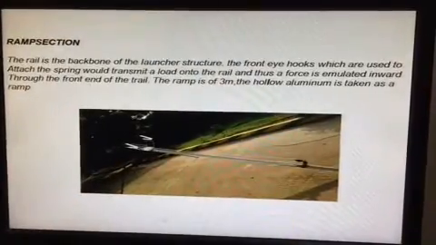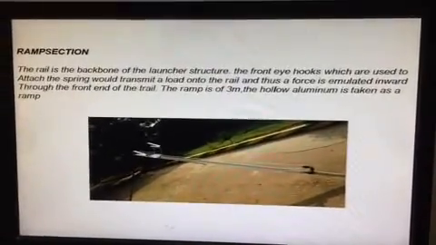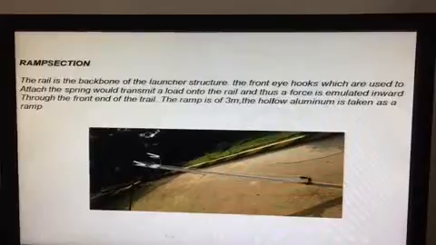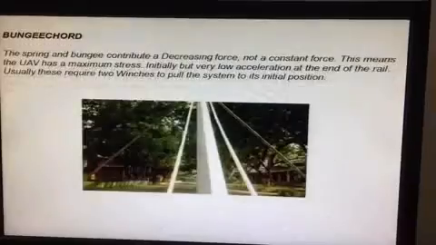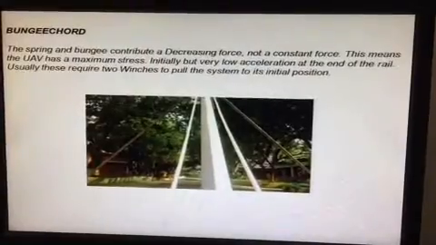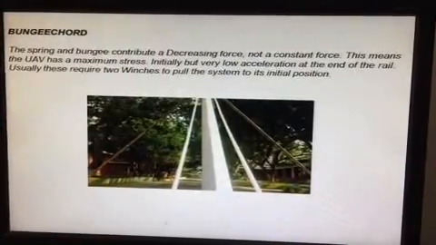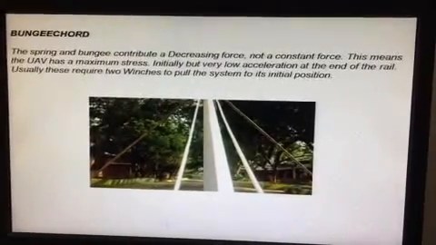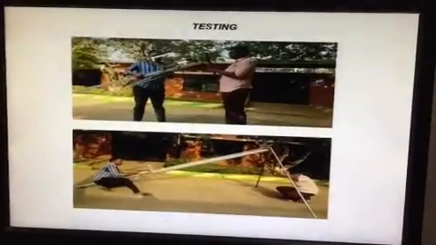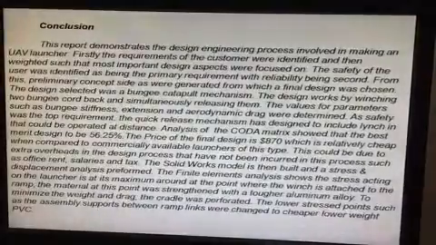The ramp section is the backbone of the launcher structure. The front eye hooks, which are used to attach the spring, transmit a load onto the rail. The ramp is 3 meters, and hollow aluminium is taken as the ramp. A bungee cord gives a decreasing force, not a constant force. This means the UAV has maximum force initially but very low acceleration at the end of the rail. Usually these require 2 vehicles to pull the system to its initial position. This is the model we made, and this is the working image and testing by the group members.